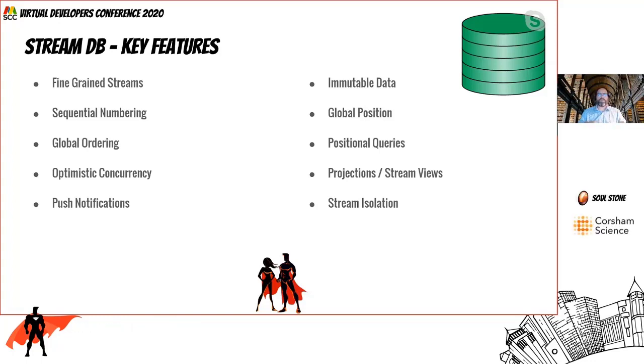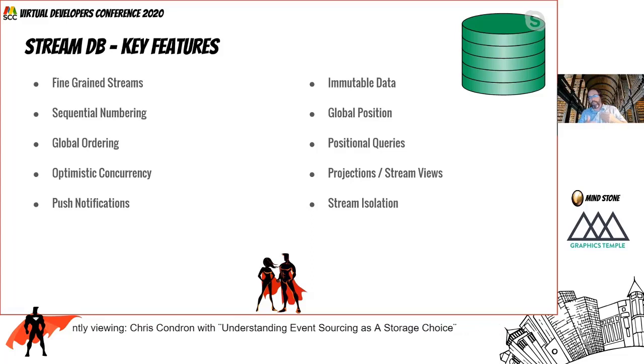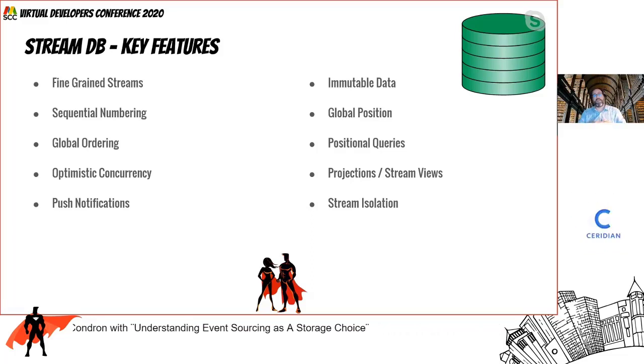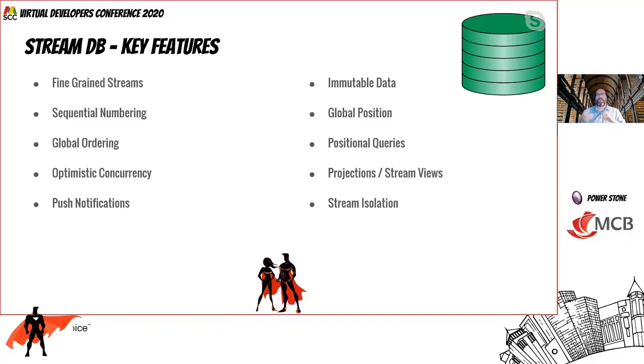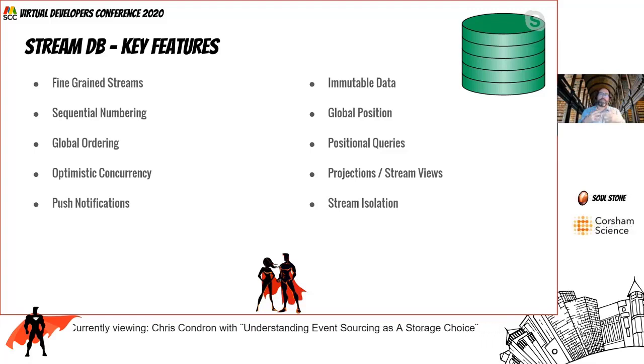Position and the sequential numbering, now we can do positional queries. So if I know I've processed up to event 9 million and 2, I can query from that position forward to see if there's any changes. Or I can go back in time. I can go back in history and see what it looked like 300 events ago and replay that forward and maybe try something different. We're also going to want projections or stream views in order to be able to see constructed streams that now match our current view or a view of interest that is not how the data was written into original streams. And the last one is that streams are by their nature isolated. This means that we're now more suitable for microservices than we would be in a system which joins data together by its nature.